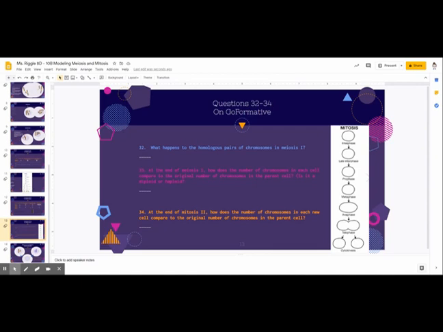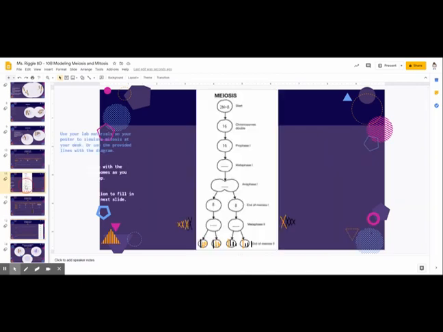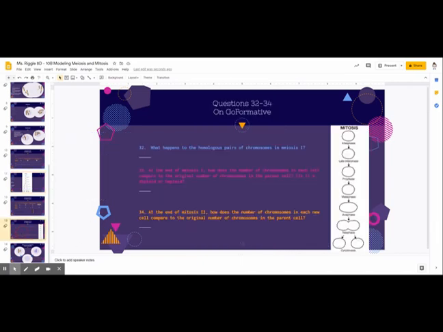So what happens to the homologous pairs of chromosomes during meiosis 1? So remember, meiosis 1 is when we go from our starting point, our interphase, we go through prophase, and we duplicate this original cell into 2 new cells that have not separated out their chromosomes. So give me an answer of what happens to the homologous pairs of chromosomes during meiosis 1. And then you can also answer this on Go Formative. It gives you a multiple choice option.